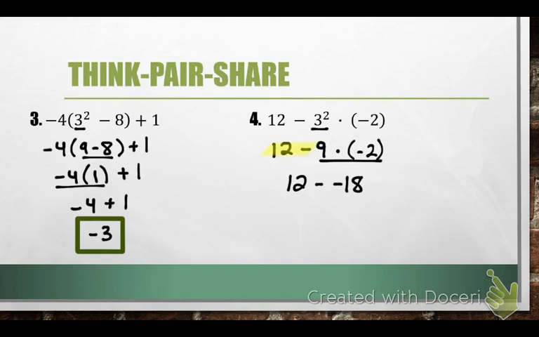What do I have there? A double negative. So now instead I should have 12 plus 18. What is 12 plus 18? 30. That's 30. So you got to be careful there. Because of PEMDAS, a lot of people tried to do 12 minus 9 first, but that will give you the wrong answer because according to PEMDAS, you have to make sure you multiply first before you add or subtract.